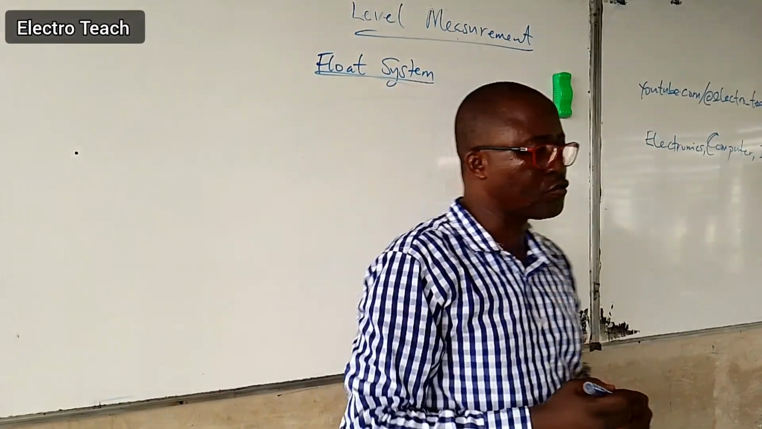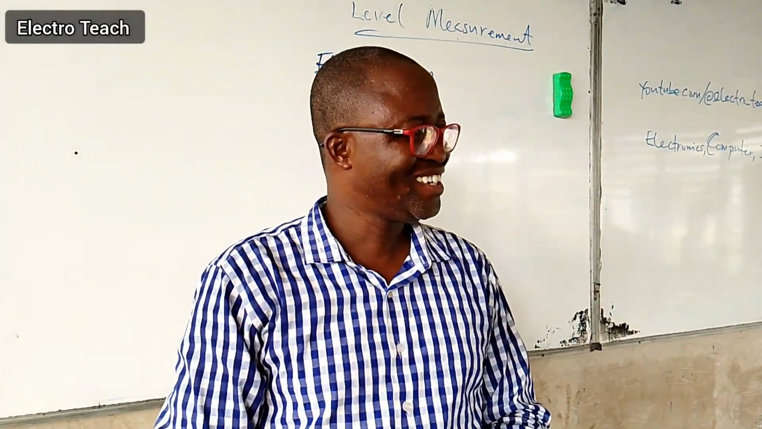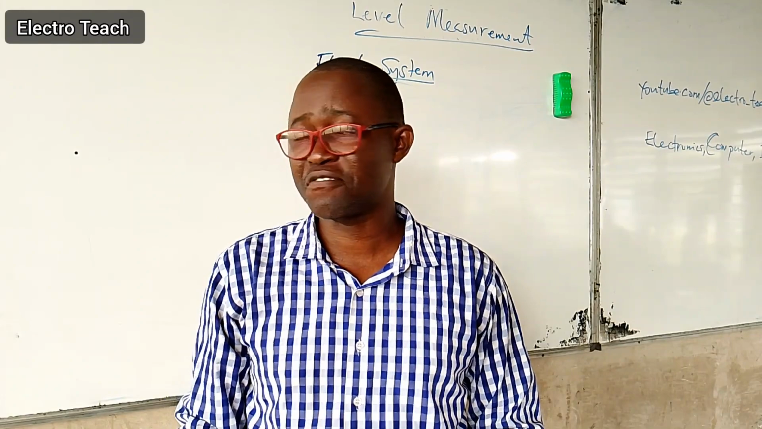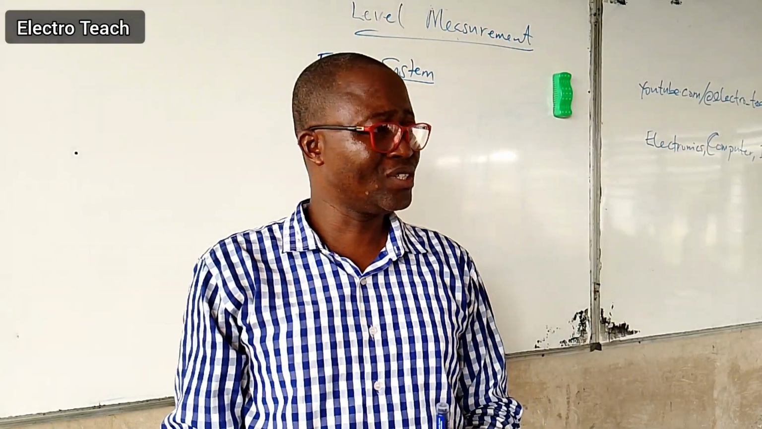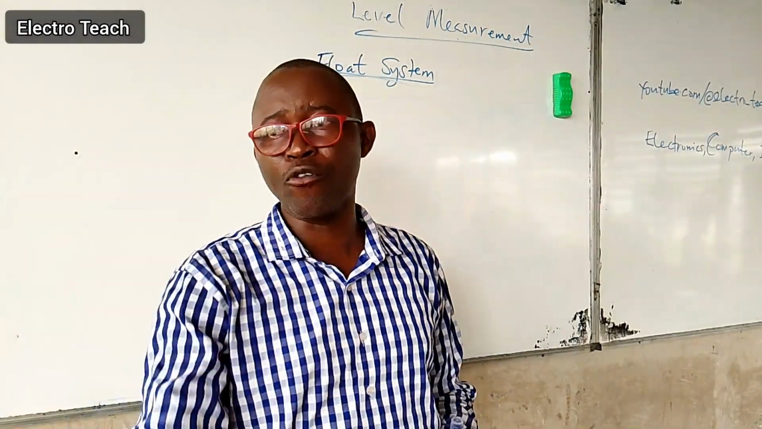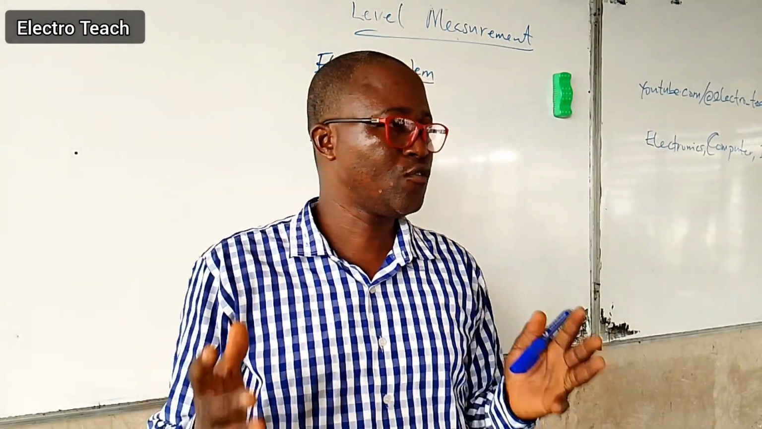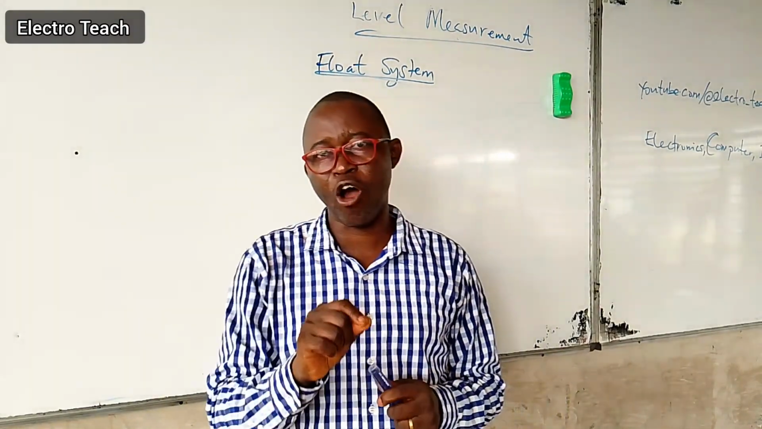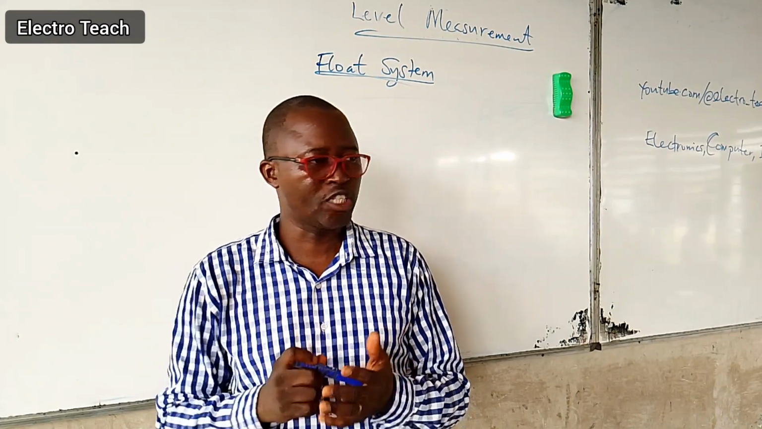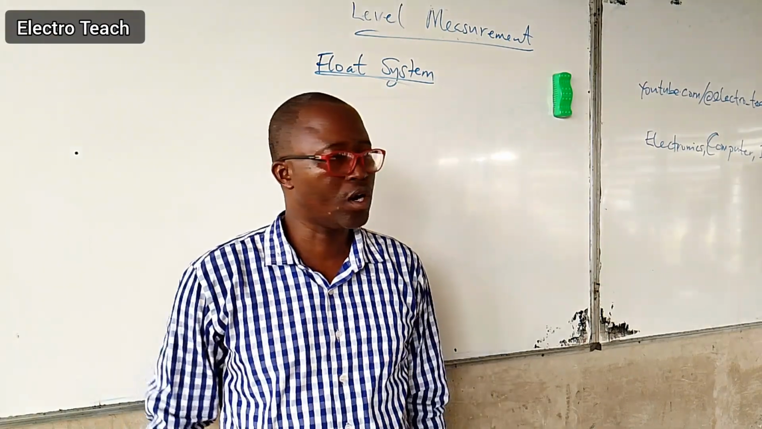All of you know about floats. You put water down, then you carry something that is very light in weight, lighter than water, and you drop it on top of the water. What happens? It stays on top of the water. It floats. So this system has been used to develop a level measurement system. The float system. How does it work?